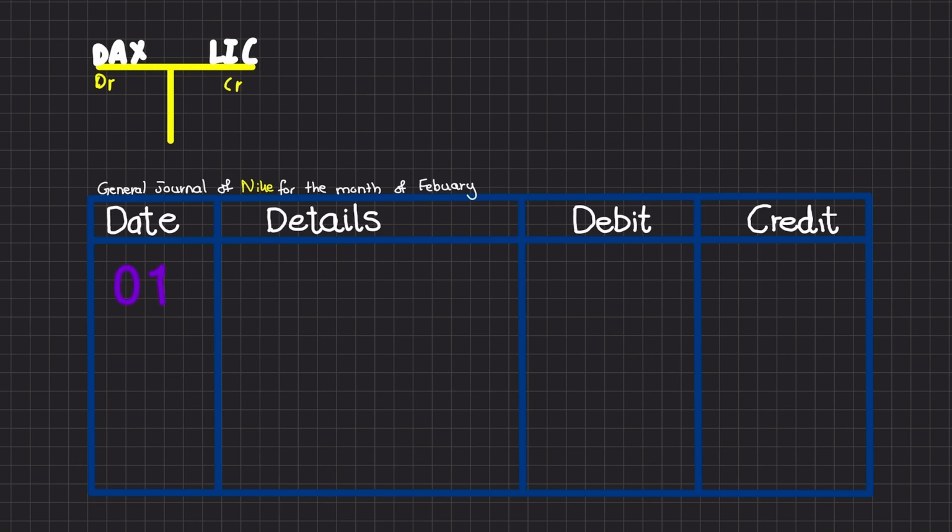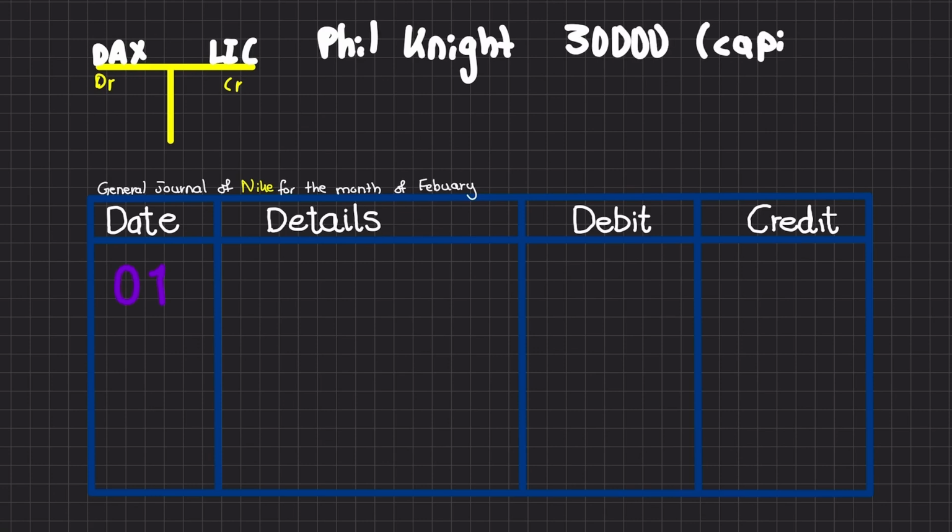Now, if we look at an example, and we remember from our last video how we approached these types of things. For instance, say Phil Knight, who is the owner of Nike, wanted to start out the business in the very beginning. So he put 30,000 in as capital to start the business. How would we record that in our general journal?